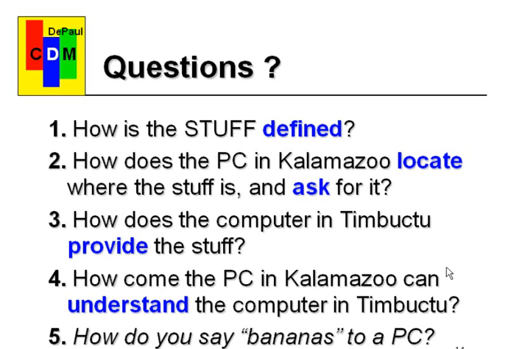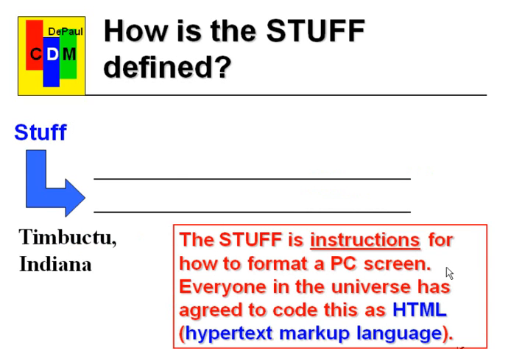So how do these computers really understand one another? And then, of course, how do you say bananas to a computer? Well, here's what happened. The stuff we're talking about is instructions on how to format the computer screen. And we've all agreed that hypertext markup language is the way that that's going to happen. Now, that agreement is absolutely necessary. If we were all talking different languages, we couldn't communicate with each other. But this is a standard that was developed in the early 90s and has been refined ever since. And this standard is what makes it possible for one computer of a certain manufacturer to talk to another computer.